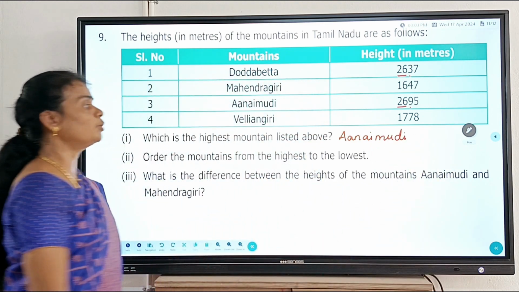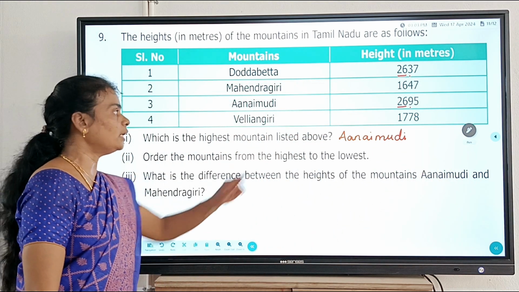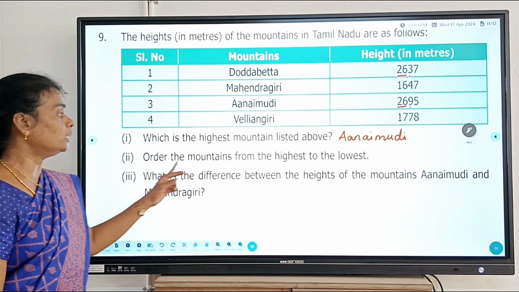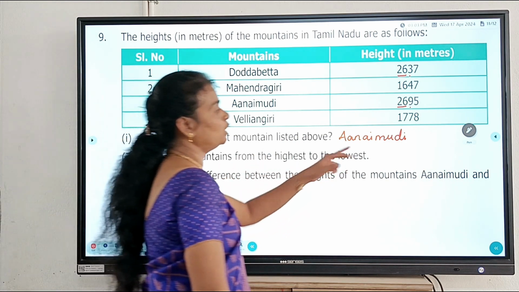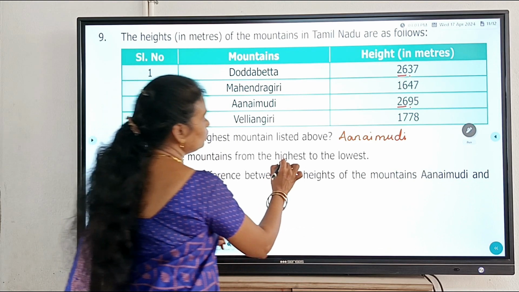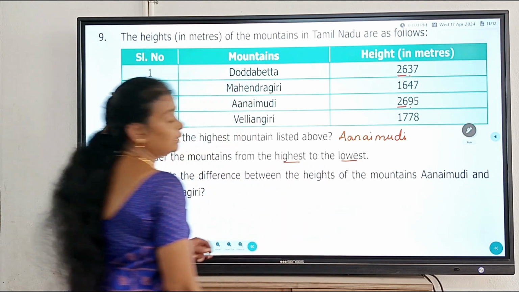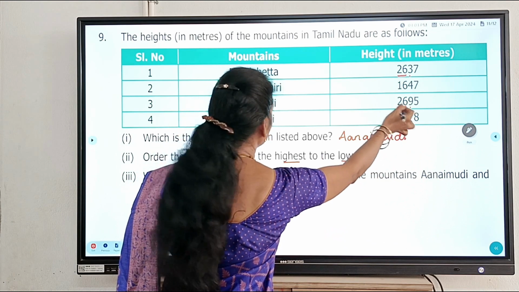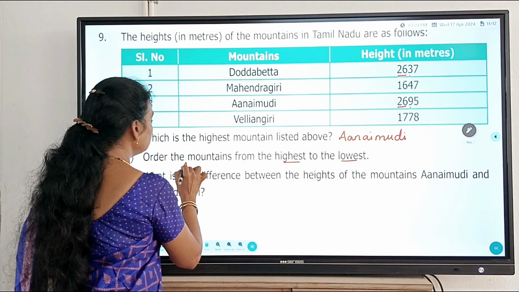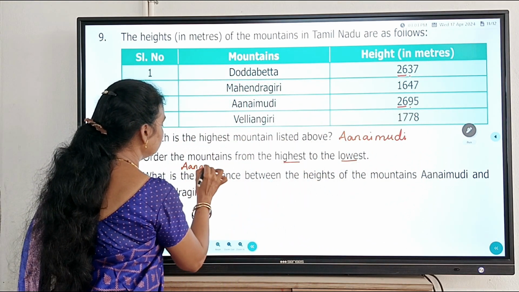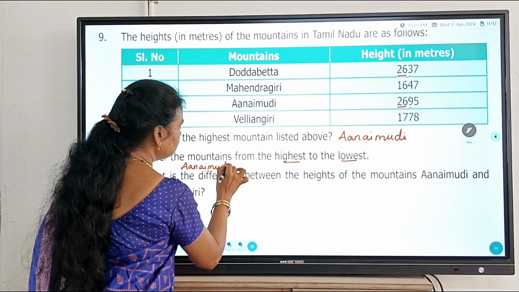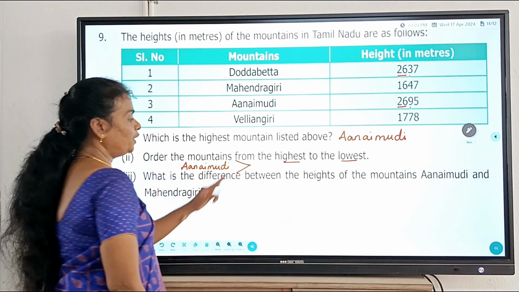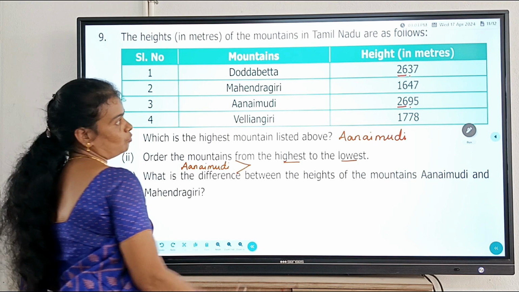So, which is the highest mountain listed above? You can write Anamudi. Then, order the mountains from the highest to the lowest. So, from the highest to the lowest means it is in the descending order, that is big to small. So, which is the highest one? Anamudi. So, first you can write Anamudi. This is the highest. So, the wider node should face this Anamudi.